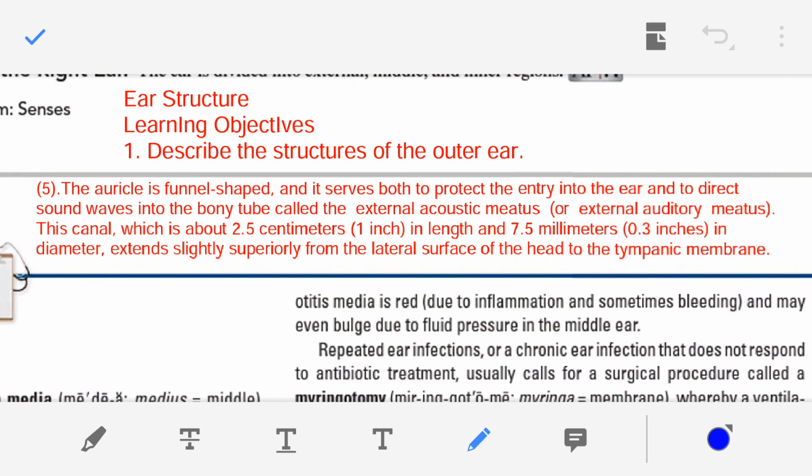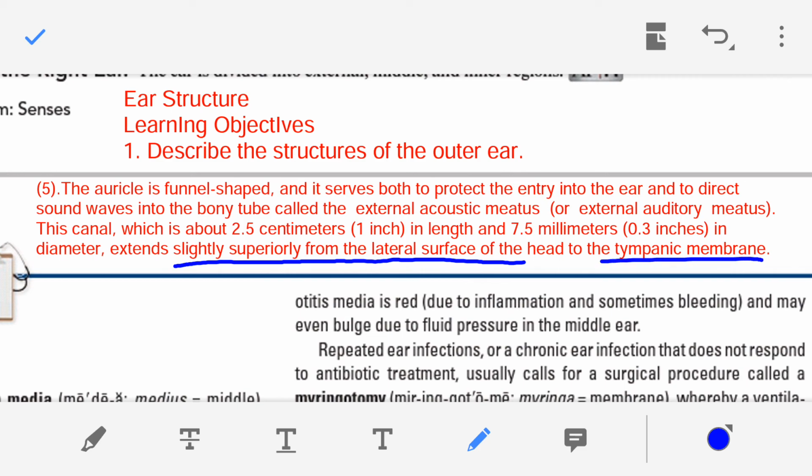So this external acoustic meatus, this canal, the length of this canal is 2.5 centimeter, that is 1 inch is the length of external acoustic meatus. 7.5 millimeter or 0.3 inch is the diameter of this external acoustic meatus. And up to where this external acoustic meatus or auditory meatus is extending, so it extends slightly superiorly from the lateral surface of the head, and finally it reaches up to the level of tympanic membrane.